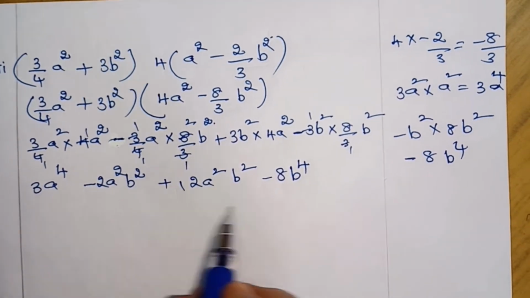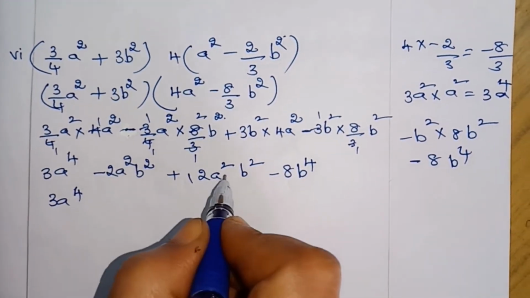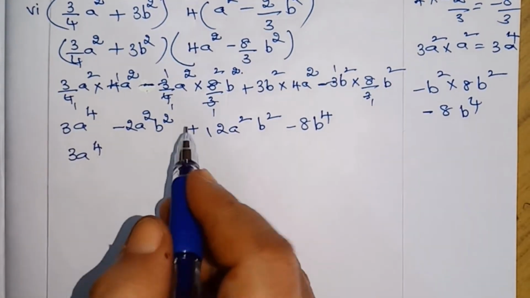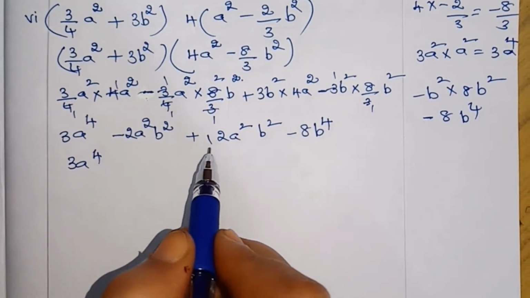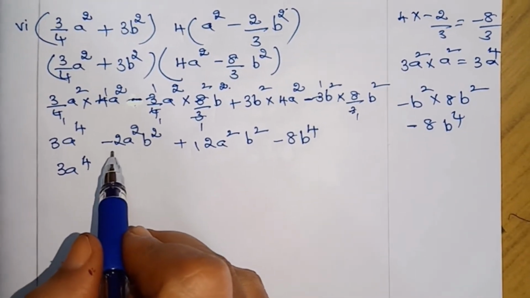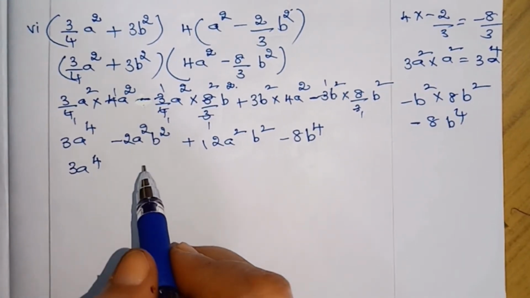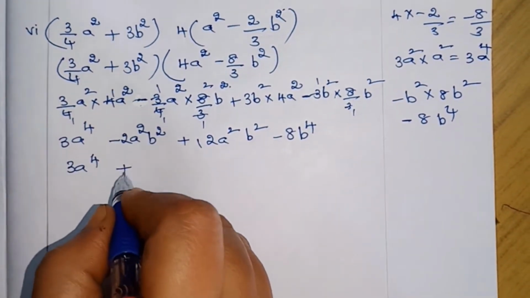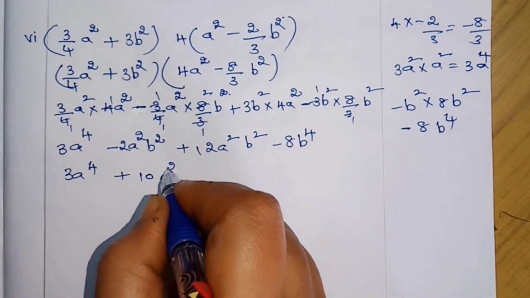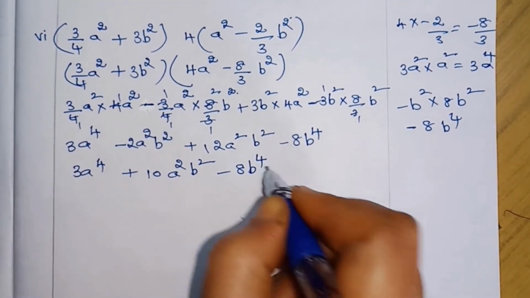Now we add and subtract the like terms. 3a to the power of 4. These two are like terms, so we add and subtract these like terms. So plus 12, this is minus 2. One negative, one positive, subtract. 12 minus 2 is 10. So it is plus 10 a square b square minus 8b to the power of 4.